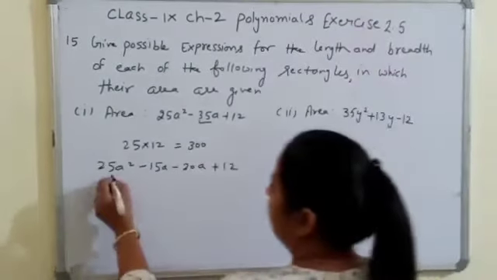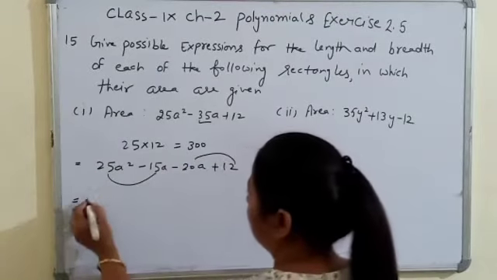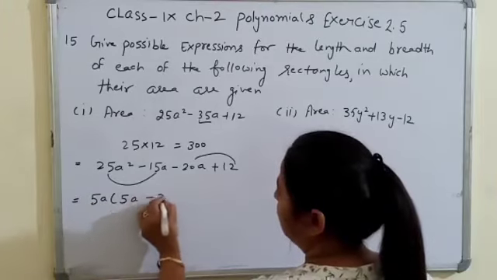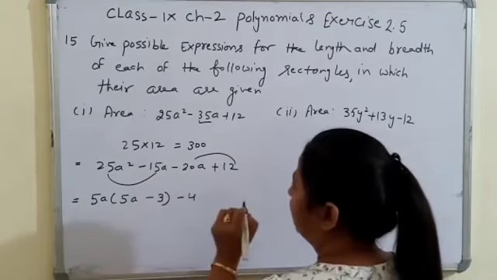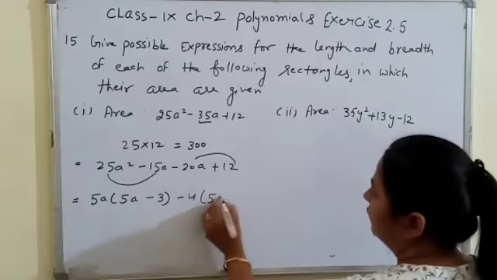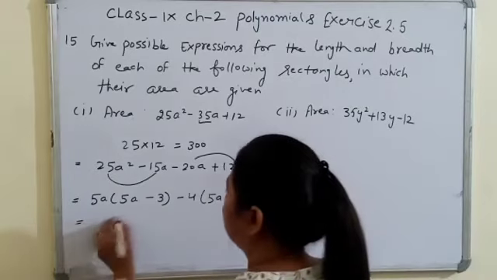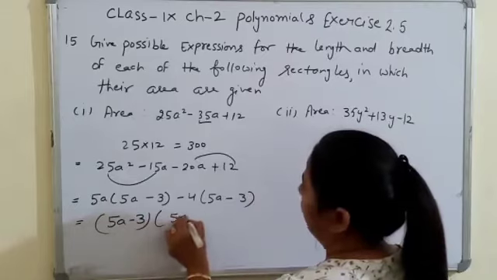So let's take the common value from the first two terms, and for the next two terms we can take 5a common. What is left with us? 5a minus 3 and minus 20. So we can take minus 4 common here. 5a, we will change the sign. So 5a minus 3 and the other factor is 5a minus 4.